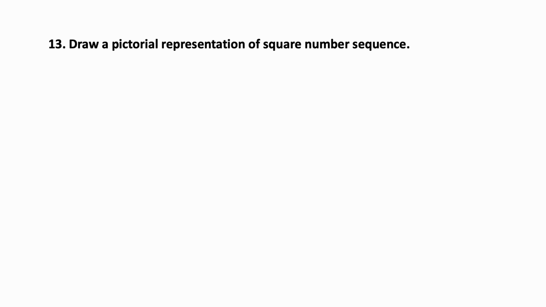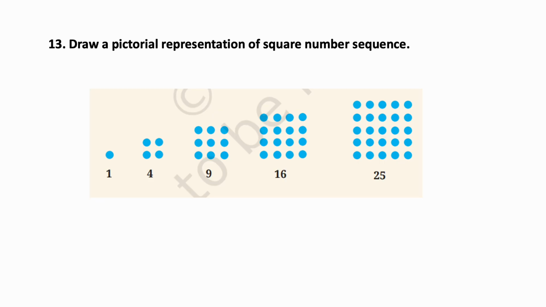Draw a pictorial representation of square number sequence. See, square number sequence is 1 square is 1, 2 square is 4, 3 square is 9, 4 square is 16, 5 square is 25. See like this. So you can give a pictorial representation like this. This is a square number sequence.